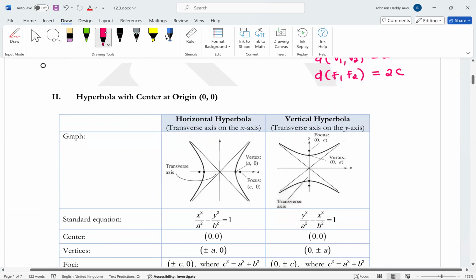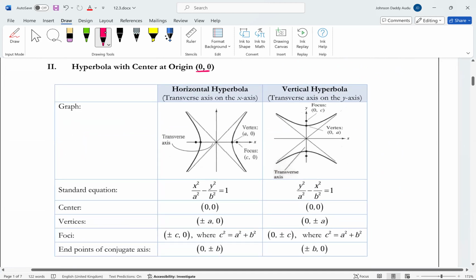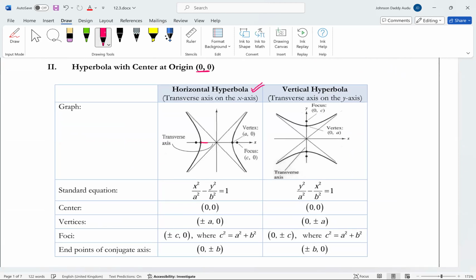Now let's discuss hyperbolas where the center is the origin. If you look at these two cases, this one is a horizontal hyperbola. Why is it a horizontal hyperbola? Because the transverse axis, this one, is the x-axis. If the transverse axis is the x-axis, it means the hyperbola is horizontal. If the transverse axis is the y-axis, as you can see in this case, this is our transverse axis.